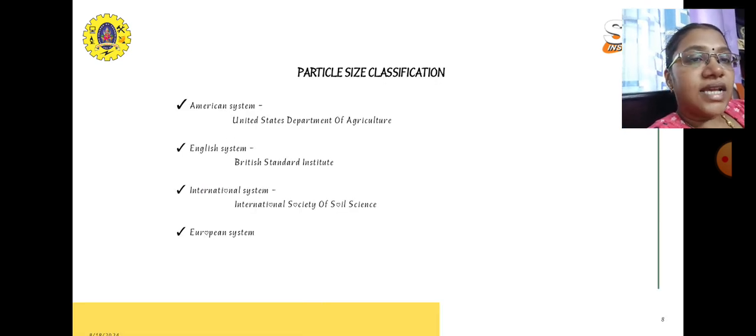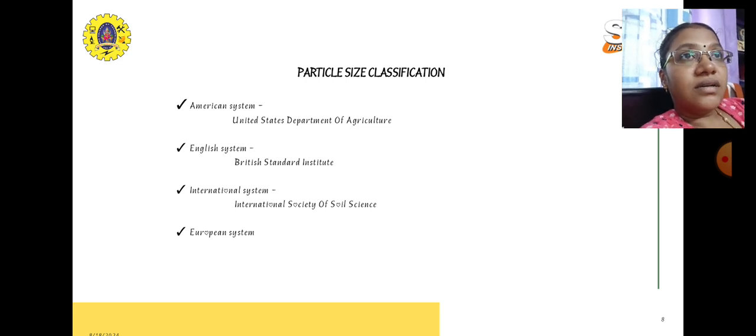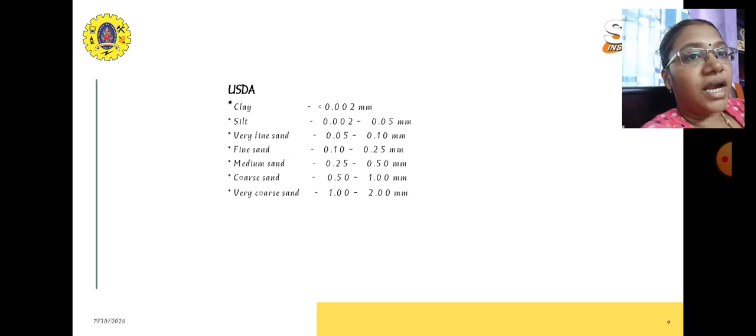Next, the particle size classification. How do we classify the particle size? There are many standards that recognize preset conditions for the classification of the particle size. According to the American standard, the United States Department of Agriculture, the British Standards Institution, the International Society of Soil Science, and the European system, they all contribute to the classification of the particle size.